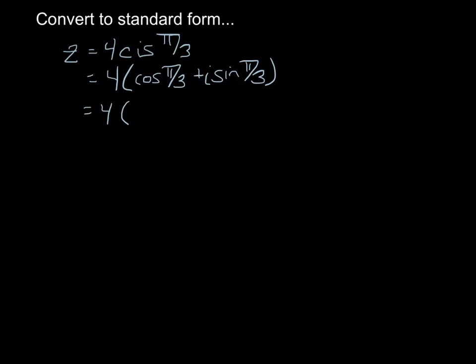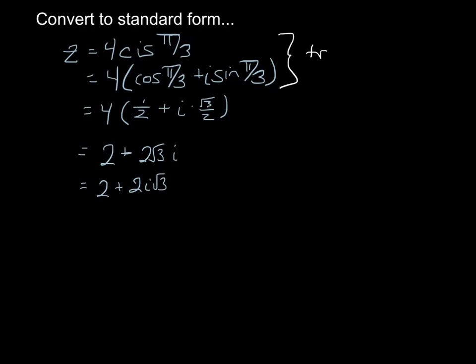And now we just evaluate these two trig functions. The cosine of pi over 3 is 1/2, plus the sine of pi over 3 is radical 3 over 2. Okay, let's distribute that 4, and we'll get 2 plus 2 radical 3 i. Now usually we don't put the i after a radical, so this can be written as 2i radical 3. But that's our conversion. We went from trig form to standard form.